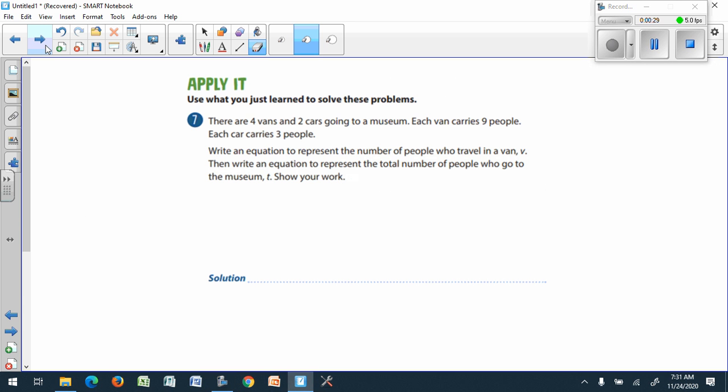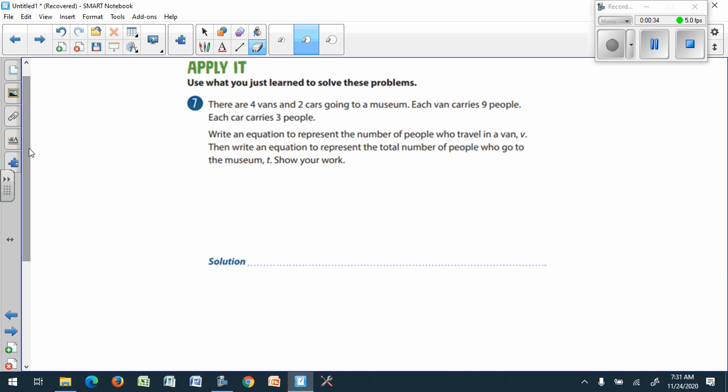All right, so let's start with number 7 on the top of page 200. Let's read number 7. There are 4 vans and 2 cars going to a museum. Each van carries 9 people, and each car carries 3 people. Write an equation to represent the number of people who travel in a van V. Then write an equation to represent the total number of people who go to the museum T.